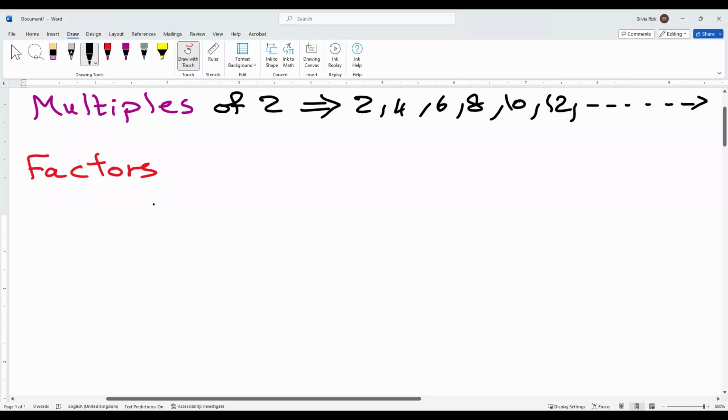Factors should remind you of a factory. When you have a factory, you need 2 products to mix together to have a result. Now I'm asking you, for example, factors of 20. So I am asking specifically about all the numbers that you can put together to have 20.